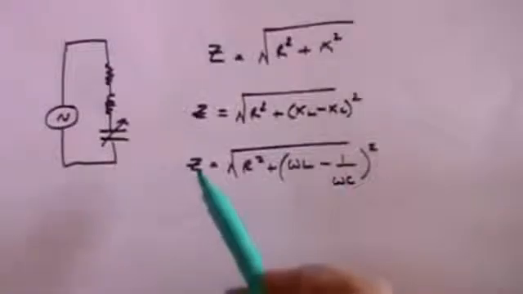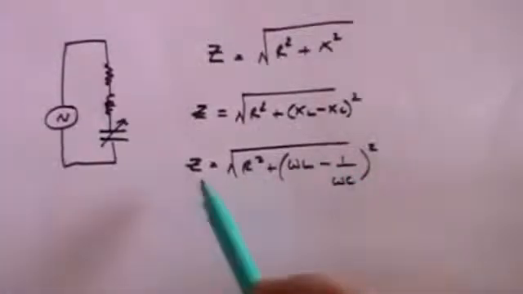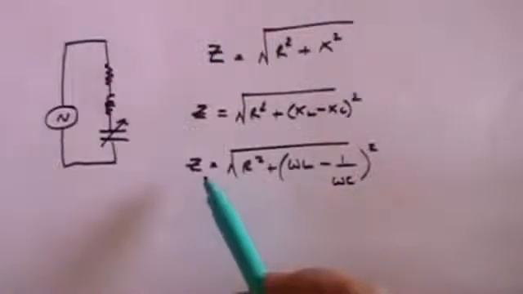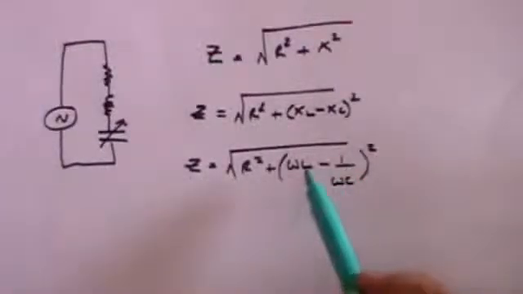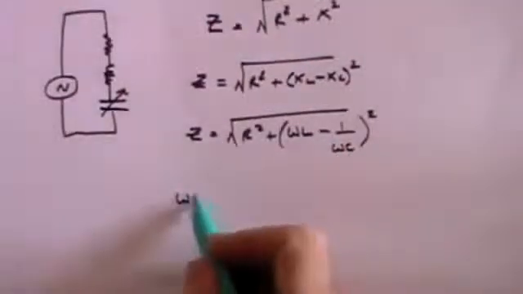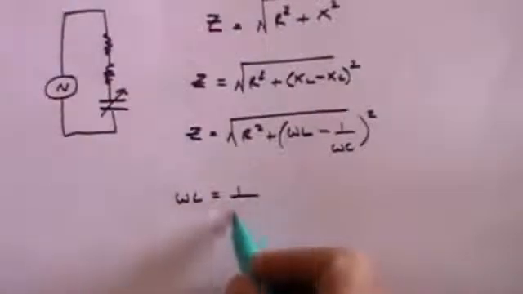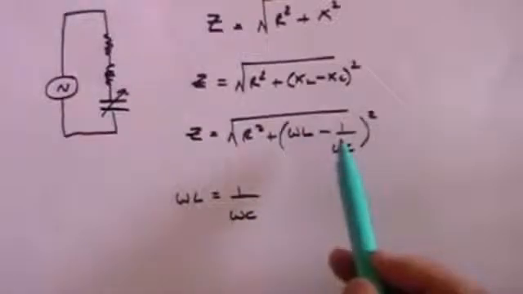That means that Z, the impedance, will be at its minimum when this term is 0. And that means if the impedance is at its minimum, the current will be at its maximum because V equals IR, V equals IZ. When Z is small, I will be large. So when this term is 0, you get the minimum impedance, maximum current. So what does it mean for omega L to equal 1 over omega C? Because if that's the case, then this term will be 0.